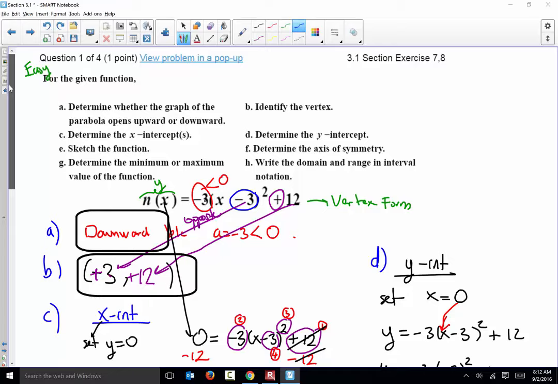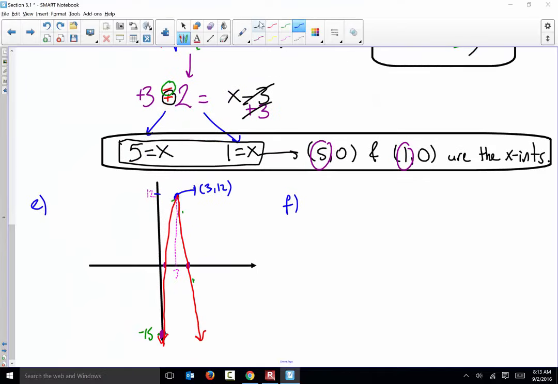Determine the axis of symmetry. You will just tell me a vertical line equation for this. What is the line equation that goes right between those two branches? X equals what? 3. It's this number, the x coordinate of the vertex seed. G.